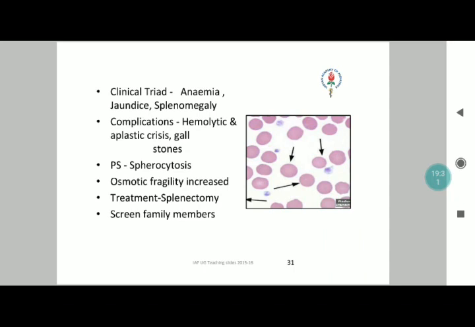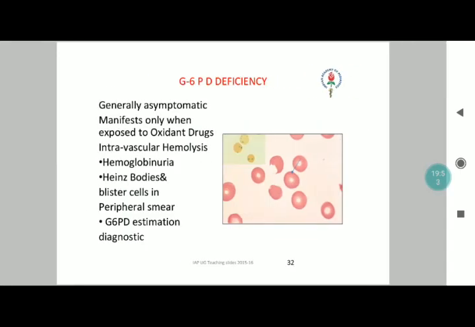It presents with a clinical triad of anemia, jaundice, and splenomegaly, and complications include hemolytic and aplastic crisis as well as gallstones. Spherocytosis is characteristically noted on peripheral smear, and osmotic fragility is increased. The only specific treatment is splenectomy, and family members are to be screened for genetic counseling purposes.